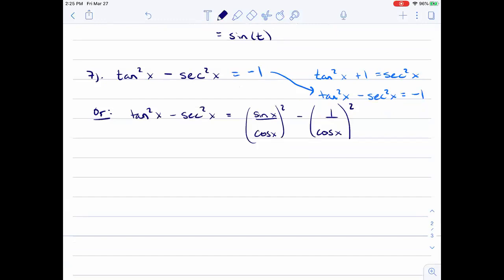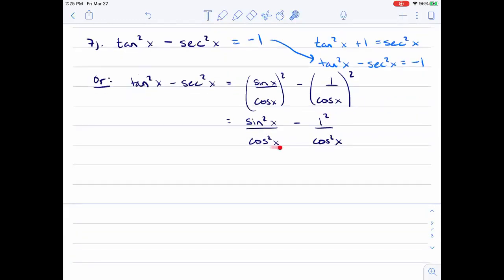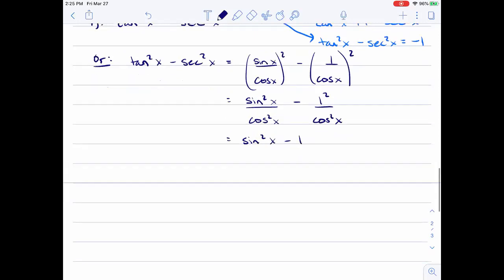So here we go. If I bring in this square over to the sine x and the cos x, I'm allowed to do that as long as I'm only multiplying and dividing in there. So I end up at sine squared x over cos squared x minus 1 squared over cos squared x. What's nice is I've got a common denominator here, right? And so I can combine these and say that's the same as sine squared x minus 1 over cos squared x.